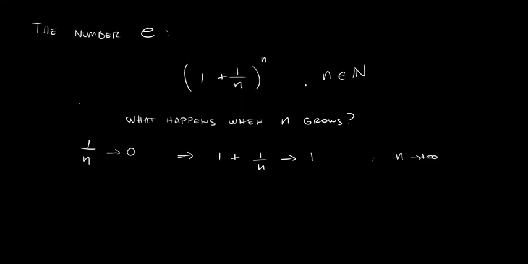And from this, what we can conclude is that 1 to the n equals 1. So 1 plus 1 over n, all this to the power n, will go to 1, because the base was trying to get as close as possible to 1. But this is not actually true.